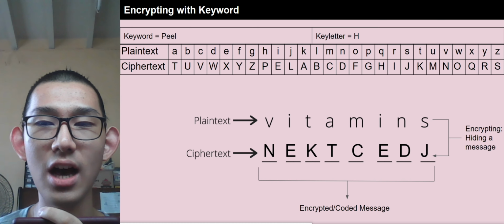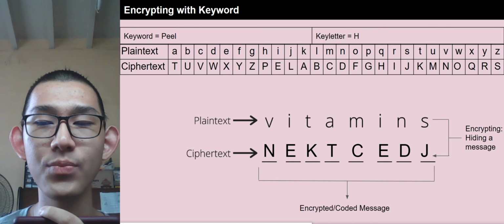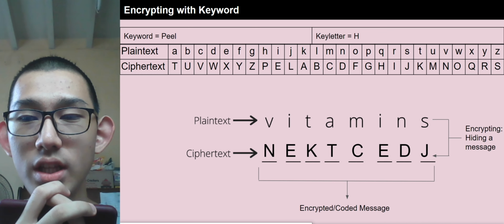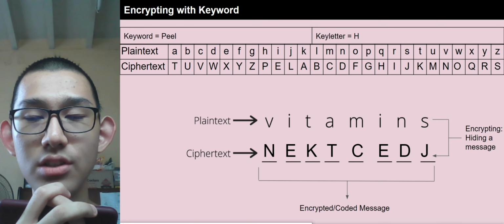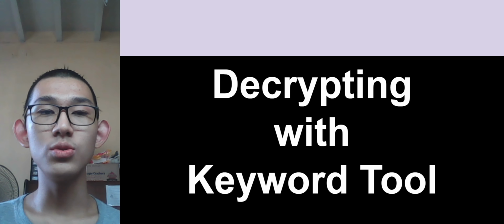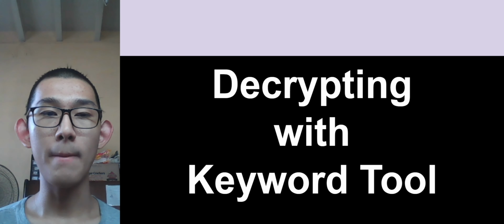And vitamins is our plain text and we have encrypted it. We have hidden a message to become an encrypted coded message, which is our ciphertext, which in this case is N, E, K, T, C, E, D, J. Now let's move on to decrypting with keyword tool.